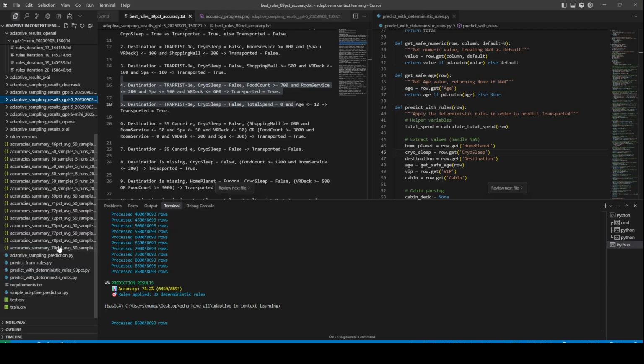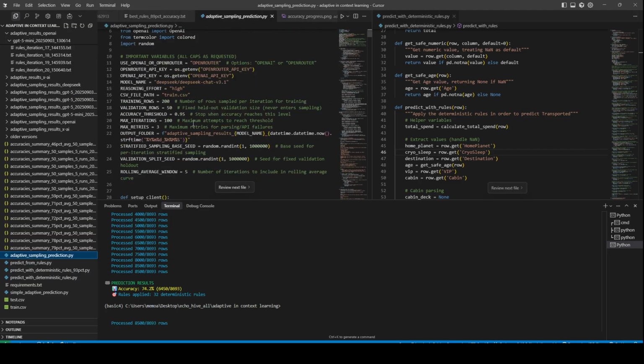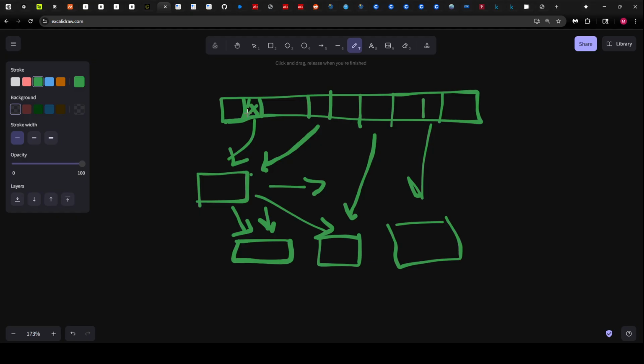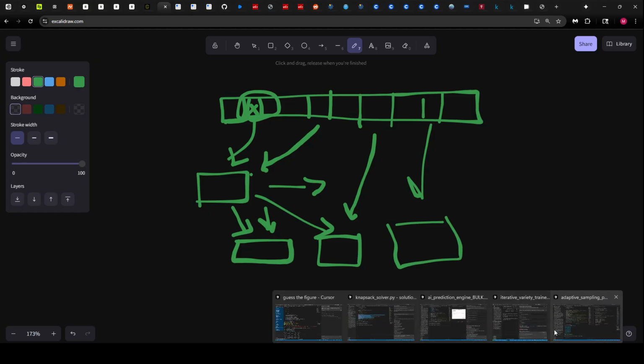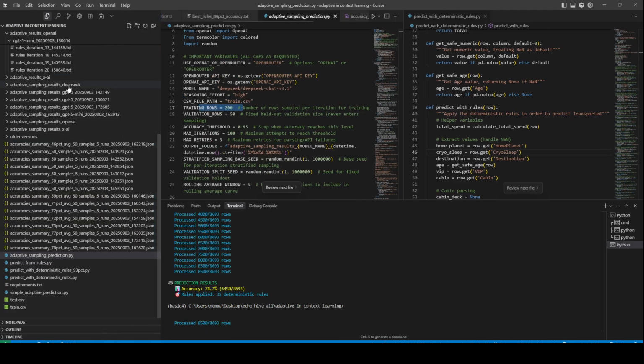The second idea was the adaptive sampling prediction, which does a very similar thing, except it picks the training rows from the data set in an adaptive fashion, just like we have explained here. So it doesn't use the same set of 200. It picks from all over. This actually produces better results because then it doesn't overfit. And I have several examples of that.